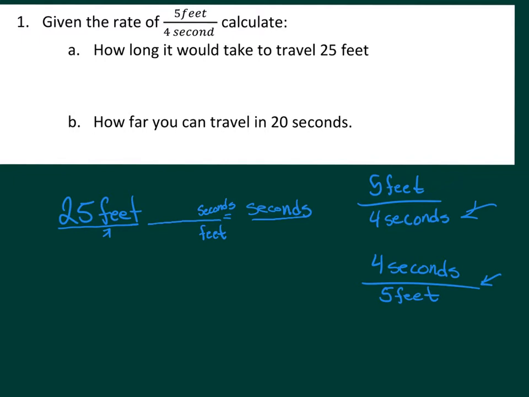So now, what do I have? I'm going to erase this over here just really quick. Doesn't want to erase. Okay, so now I know that I want the ratio in the form of seconds over feet. So I'm going to be using this rate, which, keep in mind, is the same rate, just flip-flopped. So I'm going to say 4 seconds for every 5 feet. Then I know that my feet will cancel out, and I will end up with 25 times 4 seconds, which is 100 seconds.